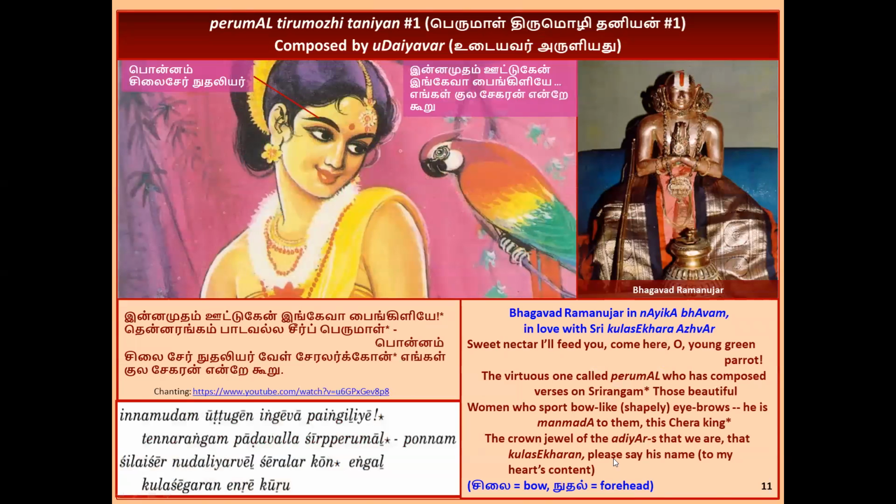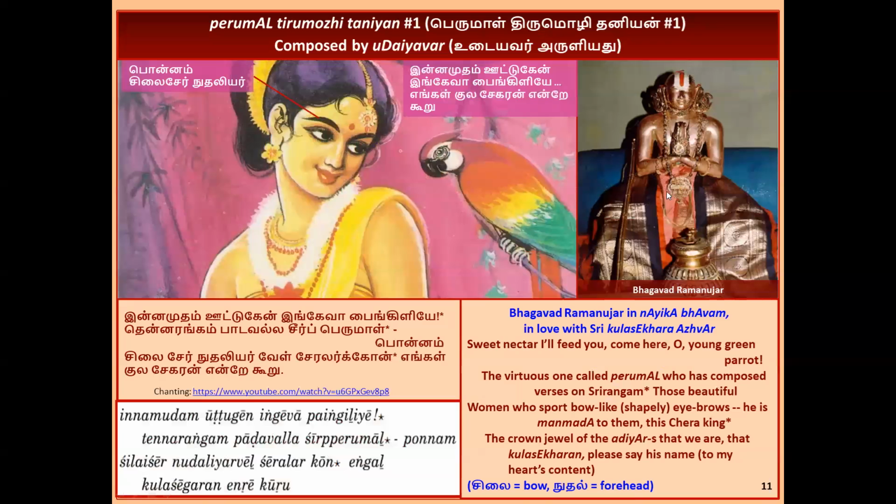But before we do that, we have to learn the taniyans that are specific to perumAl Tirumozhi. perumAl Tirumozhi is the Prabandham from which we have taken a specific padigam for learning today. So in perumAl Tirumozhi, there are two taniyans. This is taniyan number 1. Now, this is composed by UDAYAVAR. UDAYAVAR is another name for Bhagavat Ramanujar, whom you see on the right.